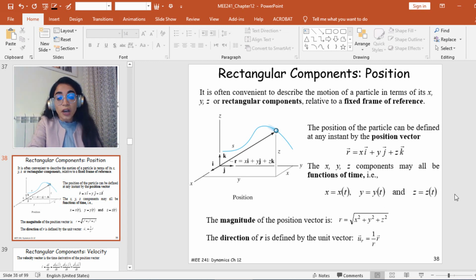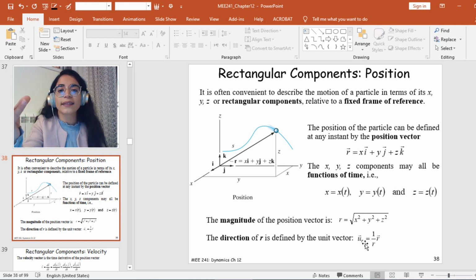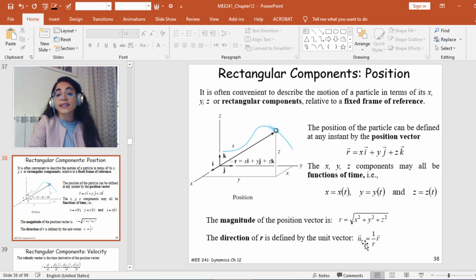So they are in terms of time. And I know, guys, since R in vector form is equal to xi plus yj plus zk, then R in magnitude will be equal to radical x squared plus y squared plus z squared, which is, of course, different than s, all right? And then UR will be equal to what? As in statics, guys, UR is the unit vector of R, and of course it is equal to R in vector form over R in magnitude.